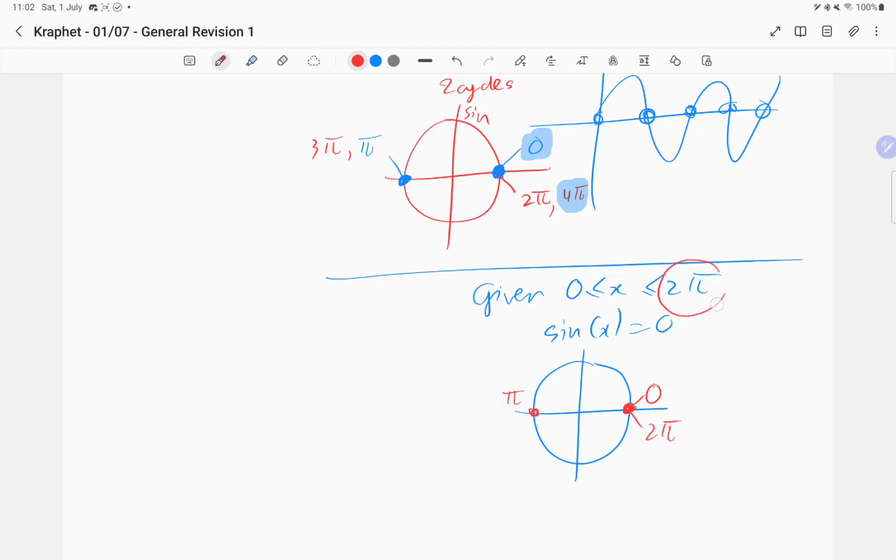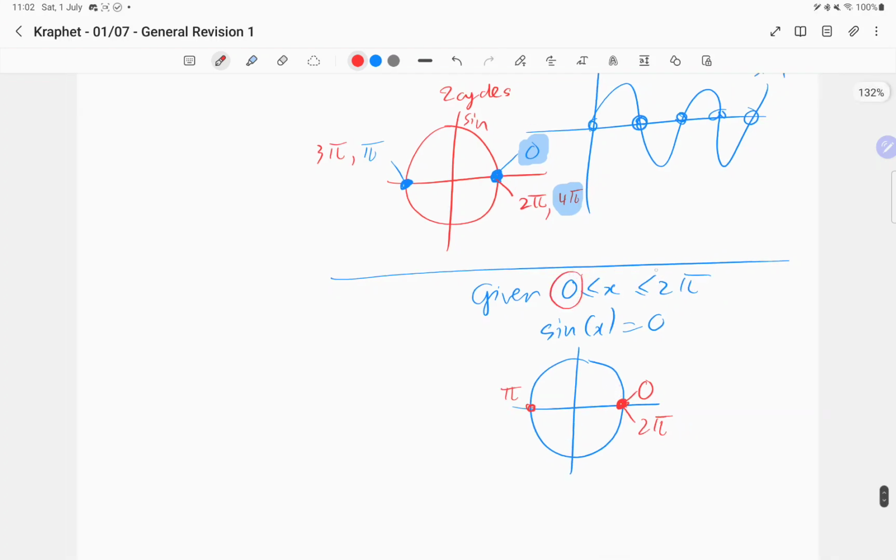Because 2 pi is still within the domain. Two of the solutions actually come from the domain itself, 0 and 2 pi. And then the other one is on the other side, that also gives sine equals 0. So this one actually gives 3 solutions. X equals 0, pi, or 2 pi.